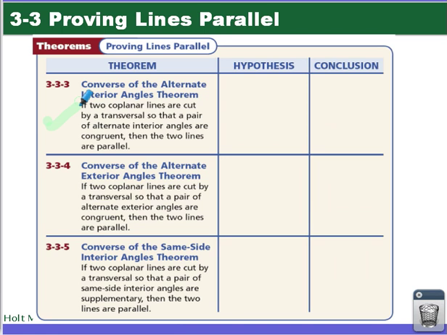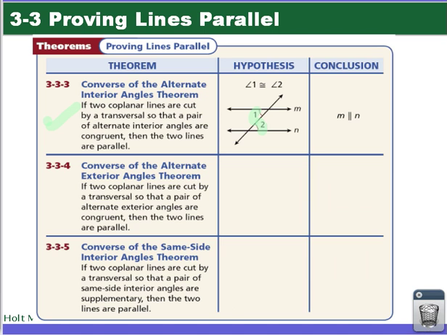Anyway, the hypothesis for this is angle 1 and angle 2 are congruent. And notice they have them marked as corresponding angles. So the conclusion would be that M is parallel to N. So because the alternate interior angles are congruent, we know M has to be parallel to N.